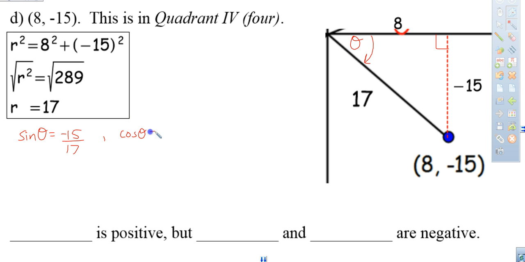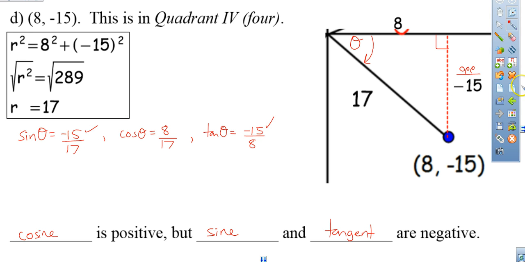Next we have cosine of theta is equal to +8 over 17, and that's positive. Then we have tangent of theta would be -15 opposite over +8, which is going to give us a negative ratio. So in this quadrant here, we see that the cosine ratio is positive, but sine and tangent are negative. And the reason is, in this case here, the only negative side that we have is -15, which is the opposite side. So any of the ratios that use the opposite side would then be negative, which is tangent and sine.